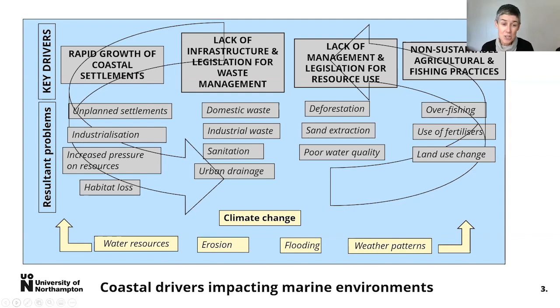And then a lack of management and legislation for resource use, and how that's changing the land use at the coast, and then that's influencing marine environments around deforestation, sand extraction, and water quality. And then finally, changing practices in agriculture and how that's changing land use, and changing practices in fisheries. This is all underpinned by climate change that is impacting all of these aspects, whether that be to do with changes in water resources, changes in weather patterns that are influencing these problems, erosion and flooding.